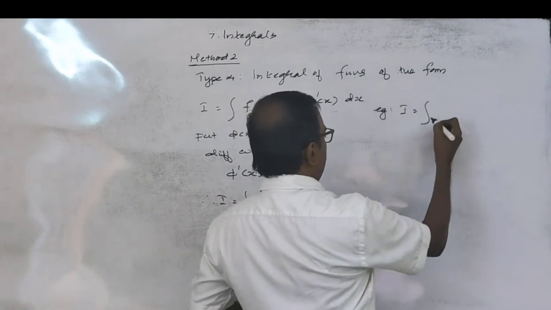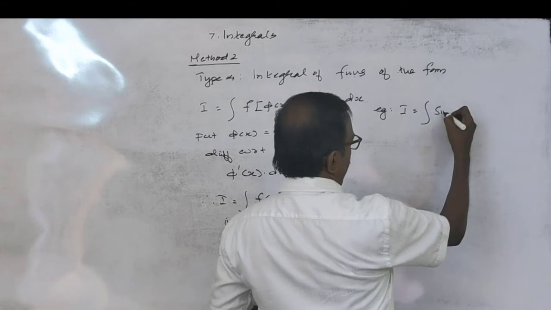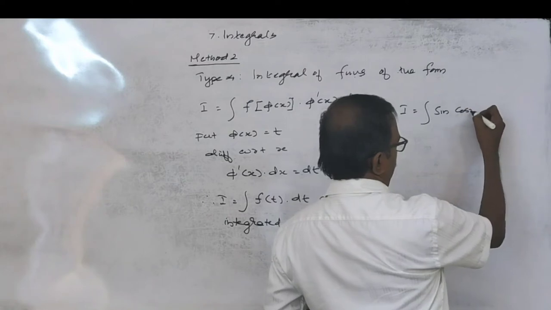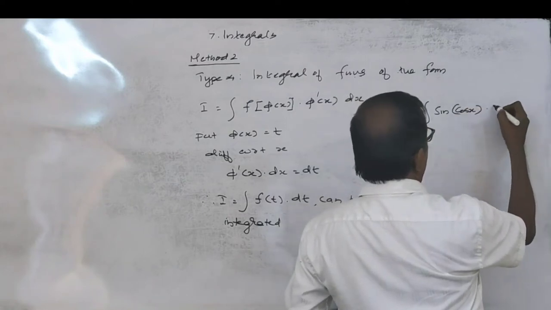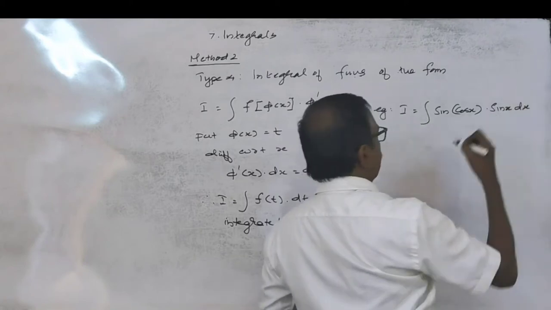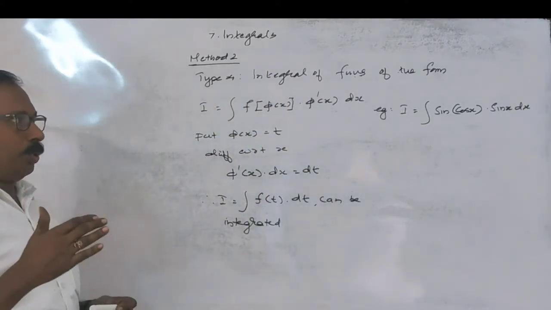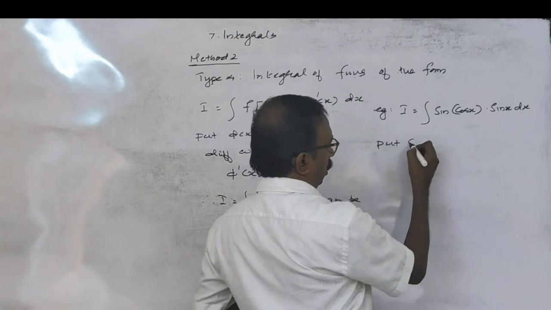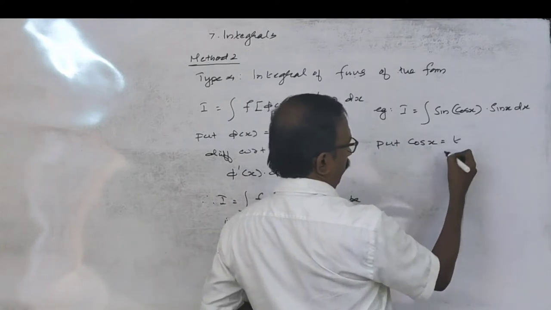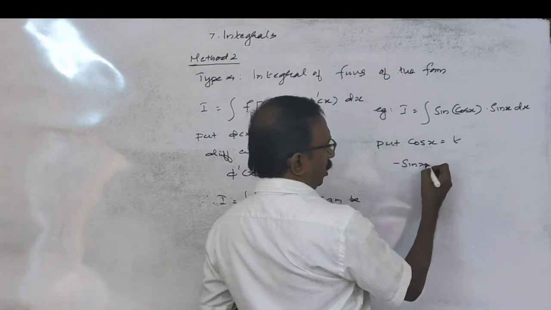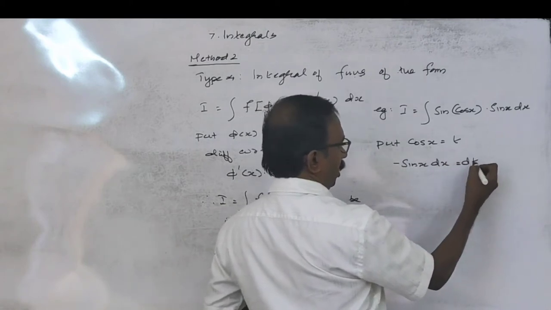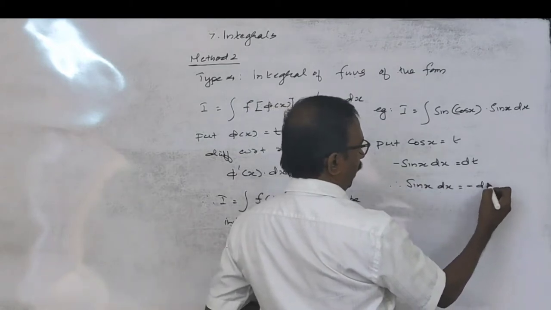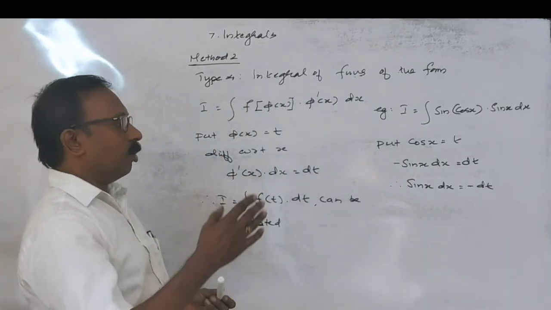I is equal to the integral of sine of cos x into sine x dx. Here it is of the form f of phi of x into phi dash x, that is, the derivative is present. Put cos x is equal to t. Differentiating with respect to x, minus sine x dx is equal to dt. Therefore, sine x dx is equal to minus dt.